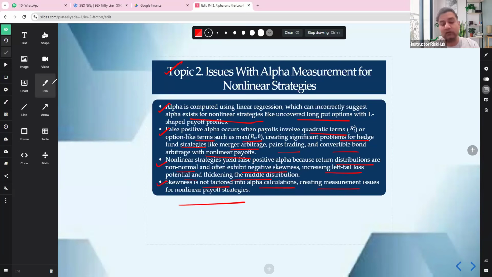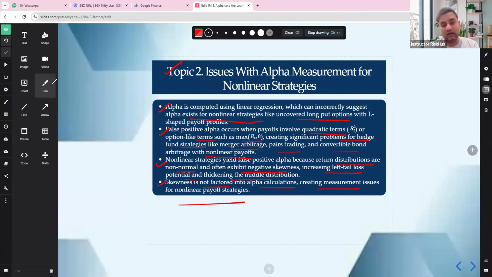Regression kind of fails, right? Because regression assumes linearity, but the real payoff may be quadratic, or maybe max of R_T minus zero. The result is we get false alpha. Regression says, wow, this strategy generates alpha. Reality, it's just the option payoff structure, right?